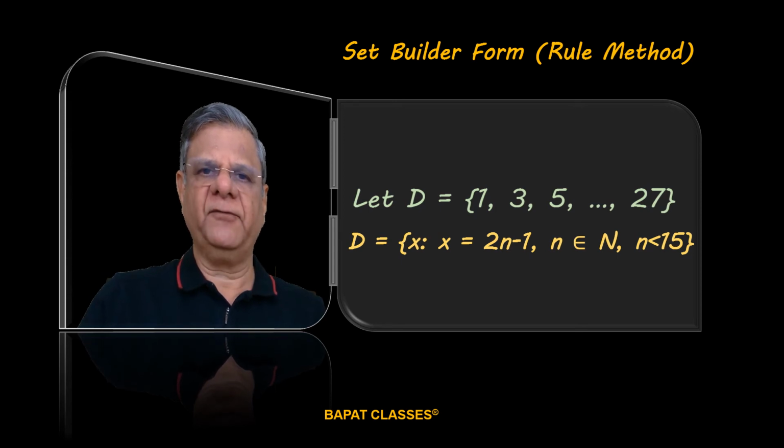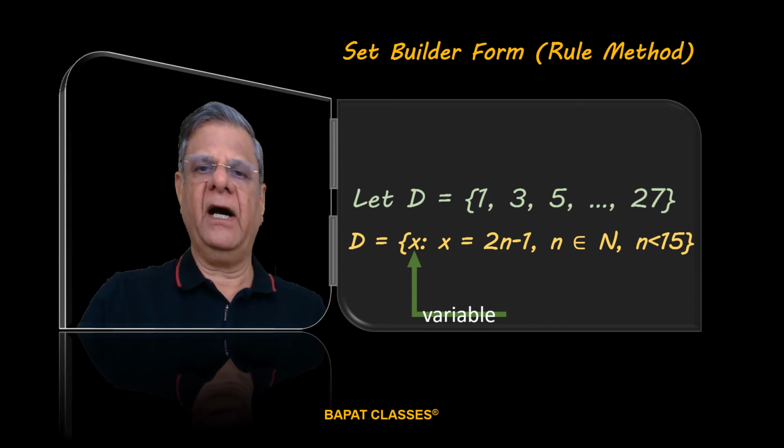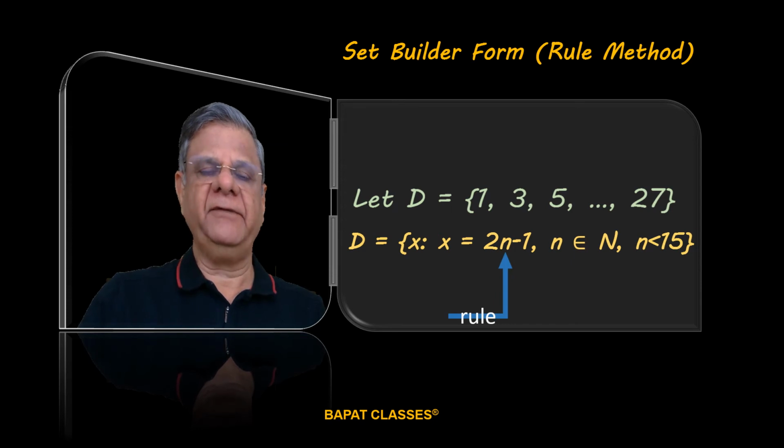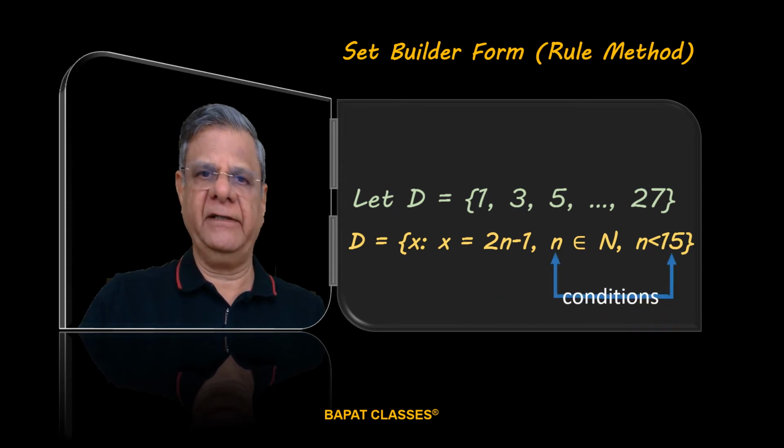In the set builder form, colon means such that. Before the colon, write the variable as an element of the set, and after the colon write the rule and conditions defining all elements of the set. Use a comma separator between the conditions.